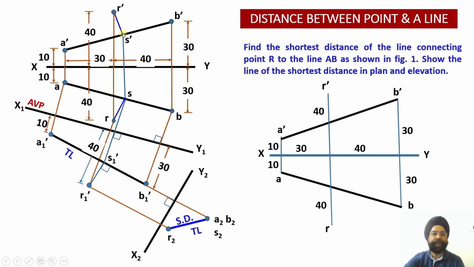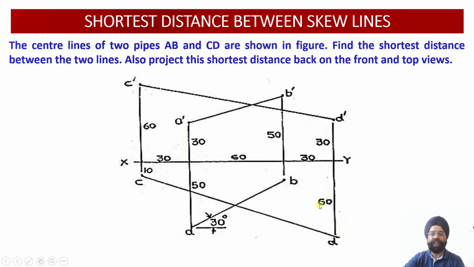R dash S dash will be the shortest distance apparent length which will be visible to an observer in the front view. So the apparent projections of the shortest distance which are visible in the front view is R dash S dash, and similarly the shortest distance apparent length projection which is visible to an observer in the top view will be RS. So this way we have been able to determine the true length of the shortest distance between a point and a line, and this completes our question number 1 for this discussion.